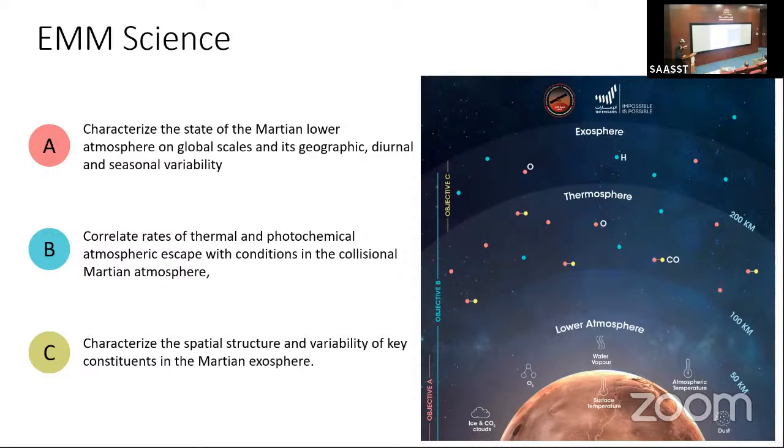This graphic shows you the different layers of the atmosphere that we're going to be looking at through EMM, and you can see the different constituents at the different layers. Lower in the atmosphere, we will be looking at clouds, dust, water, and temperature, and higher up, we'll be looking at oxygen, carbon monoxide, and hydrogen. The second objective is to connect all of those layers of the atmosphere to get a better picture of how the climate of Mars works.